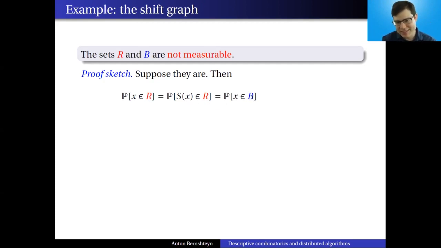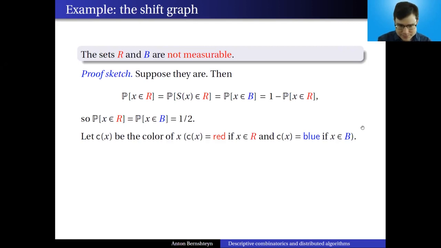And if X is in B, it's the same as to say that it's not in R, so this is equal to 1 minus the probability of it being in R. Now from this equality, we see that the probability of X being in R has to be 1/2, and the probability of X being in B is 1/2 for the same reason. So if the sets are measurable, their measure has to be 1/2 indeed. In that sense, our initial guess was correct. I'm going to introduce this notation. Let's say C of X is the color of vertex X. So C of X is red if X is in R and blue if X is in B.